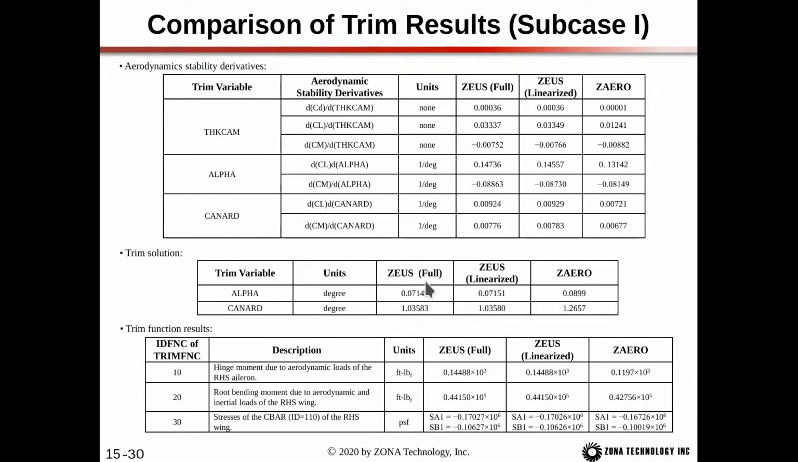Meanwhile, if we compare the ZEUS full Euler solver and the ZEUS linearized Euler solver, these two solutions are very close together. And then our trim function results, now because we're at a slightly different angle of attack, we would expect the loads here to be different, which indeed they are different between ZEUS and Z-Aero. So the hinge moment is here. The root bending moment on the wing values are shown here, and then the stresses on a C-bar element are shown here.